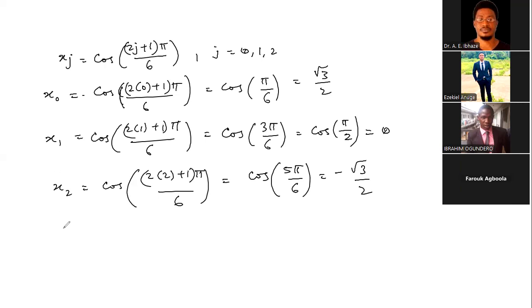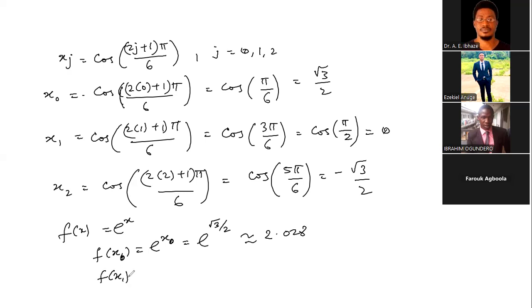So the next point is to estimate f of x. We know f of x is the same as epsilon to the power x. Let us start with S naught. So what is S naught? Epsilon to the power square root of 3 over 2. So once you resolve this, this is approximately 2.028. Now, f of S1 will be the same as epsilon to the power S1, which is epsilon to the power 0.